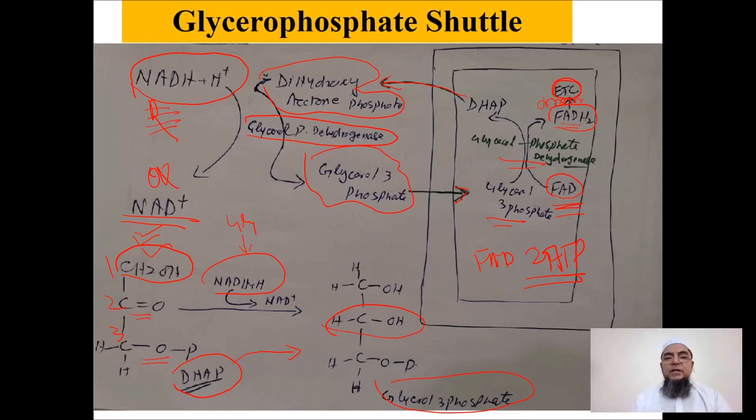Clear guys? So let me repeat it again for you. What happened in the glycerophosphate shuttle? The acceptor is dihydroxyacetone phosphate, and it accepts the 2 hydrogen and then converts into glycerol 3 phosphate. Glycerol 3 phosphate crosses the mitochondrial membrane and enters into the mitochondrial matrix where the acceptor is FAD. FAD takes 2 hydrogen from glycerol 3 phosphate and converts into FADH2, which enters into the electron transport chain and provides 2 ATP. However, this glycerol 3 phosphate will reverse back to dihydroxyacetone phosphate. It will come out, and then a new cycle will be ready.